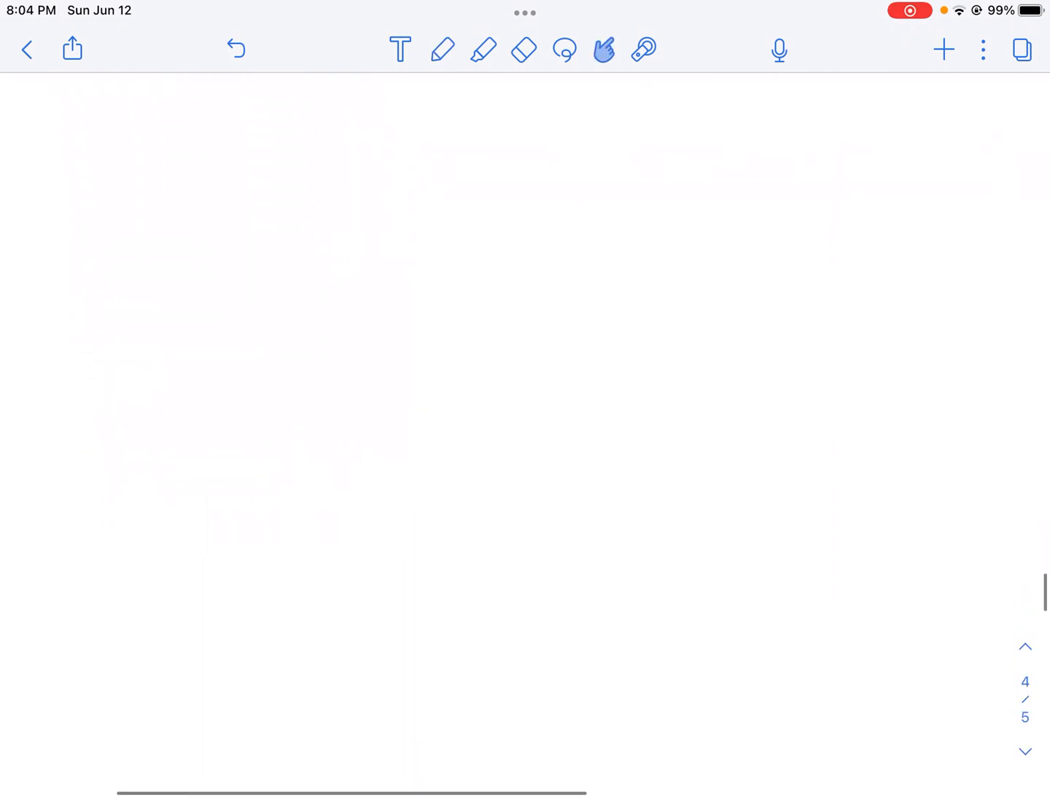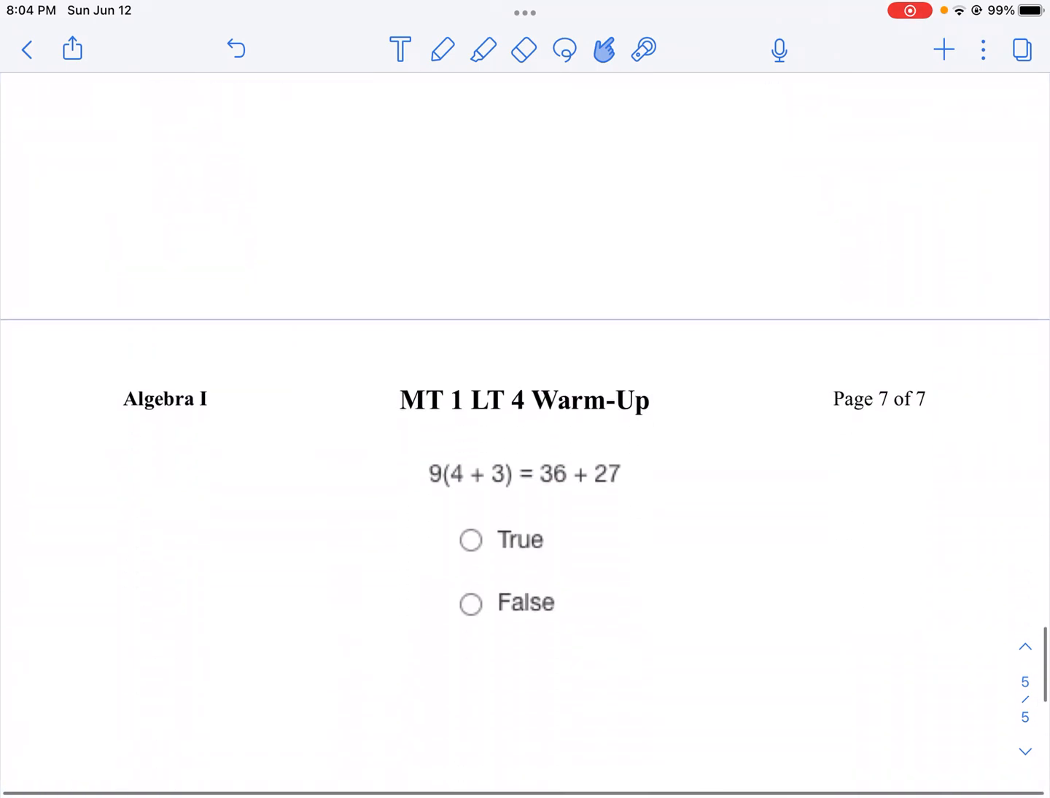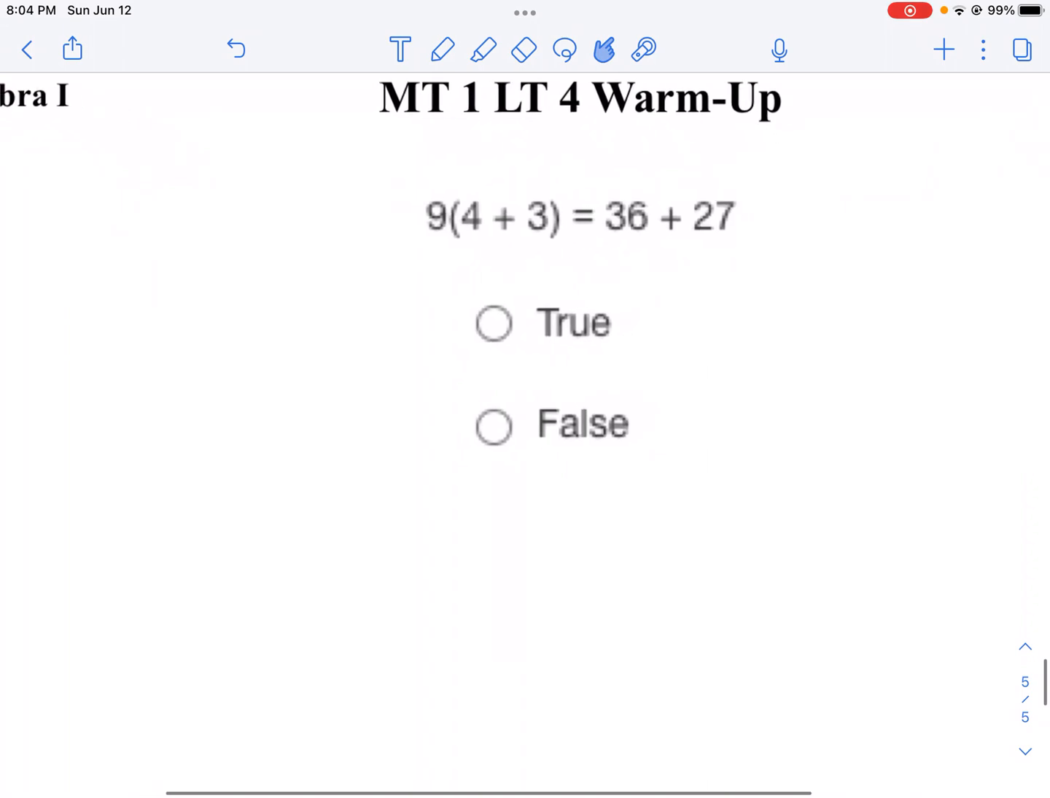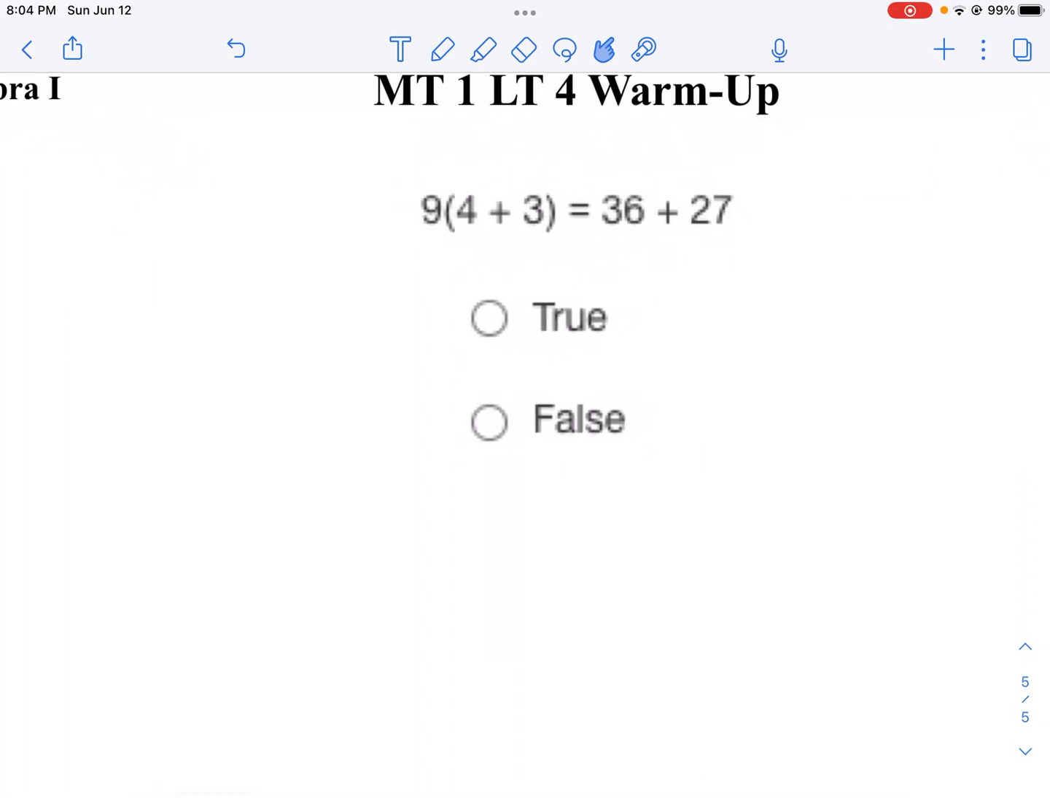And finally, we have a true and false equation here. Let's see where to go. There we go. I want to see, is 9 times 4 plus 3, is that the same thing as 36 plus 27? It's either true or it's not. So let's do order of operations. I'm going to find 4 plus 3. Well, 4 plus 3 is 7, isn't it? So 9 times 7, that's 63, isn't it?